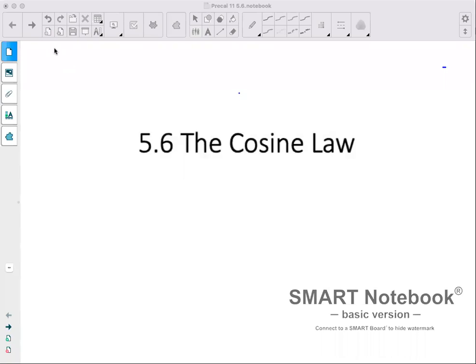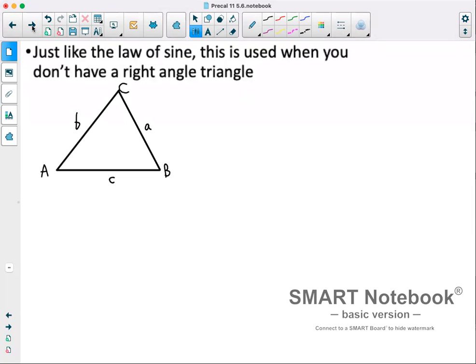Hi, today we're going over section 5.6, which is the cosine law. This is a law we often use if we can't use sine law and we don't have a 90-degree angle. So just like the law of sine, this is used when we don't have a right angle triangle.